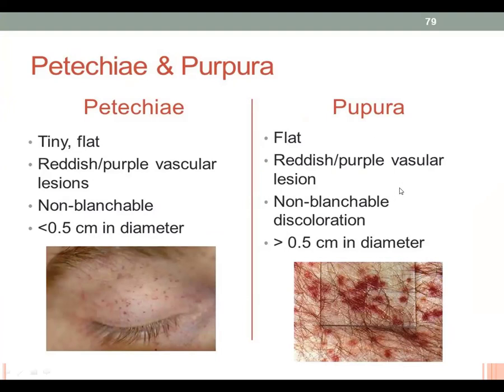Purpura are flat lesions. Again, it is a reddish to purple vascular lesion, non-blanchable, but greater than 0.5 centimeter in diameter. Also, we can witness it if there is a bleeding diathesis or platelet deficiency, PT and APTT may also be deranged, and there may be a vessel wall abnormality. So these are basically the symptoms if there is a bleeding diathesis or bleeding disorder. These can be the symptoms that a person has: the petechiae and the purpura. These are the differences between petechiae and purpura.